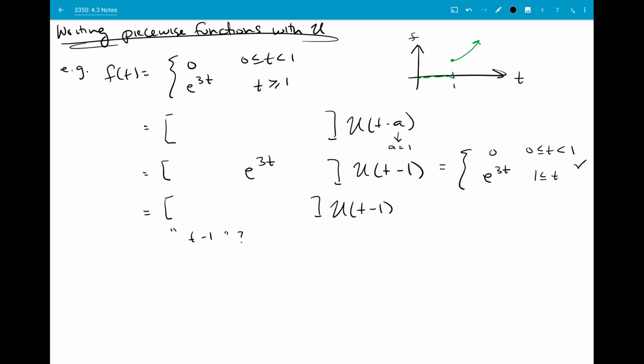So how am I going to do that? Let's see. If I have e to the 3t, but I want it to look like t minus 1, then that's going to give me my 3t, but now there's an extra minus 3. So then I just have to add 3 on. Now this becomes something that looks like t minus 1, but when I multiply everything through, I haven't changed anything. 3t is the same as 3 times t minus 1 plus 3.